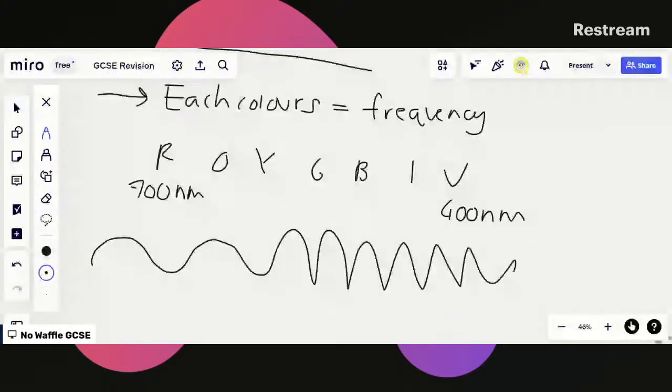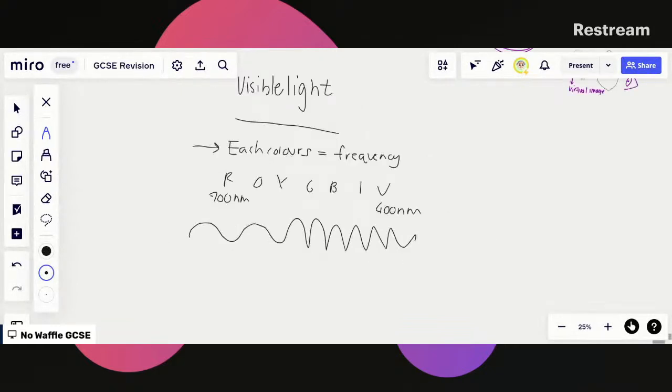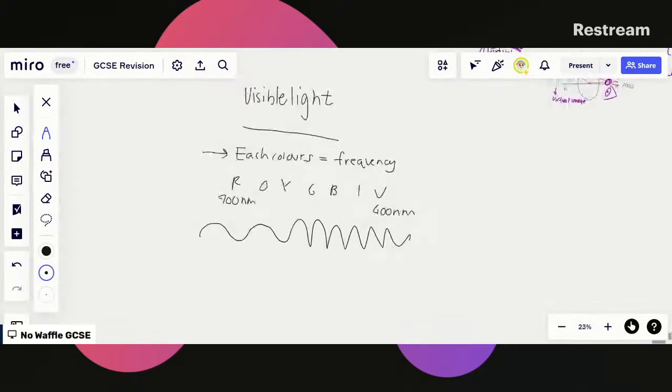Probably more gradual than that. This is for triple science. But yeah, I don't know if this part is for combined as well. This whole live stream is supposed to be for triple though.